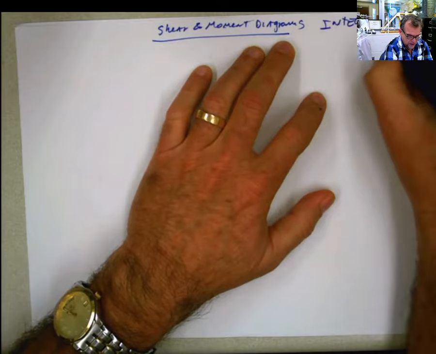This is the problem that I solved last time. This is 1.5 kilonewton per meter, 2 meters, 2 meters. The first thing that you do is calculate the reactions, and we already did that in the last video, so I'm not going to go through that again. The reaction at B was 2.25 kilonewton, and the reaction at A was 0.75 kilonewton.